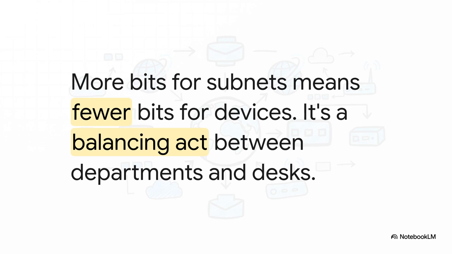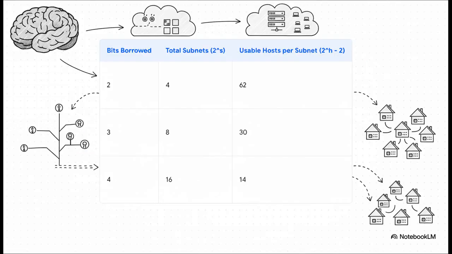It's a zero-sum game. Every bit you use to create more subnets is one less bit you have available to assign to actual devices. So you have to make a choice. Do you need a lot of different departments, or do you need a lot of desks inside each one? And this table here shows you that trade-off perfectly. Look at this. If you borrow just 2 bits, you can create 4 subnets, and each one can have 62 devices. Not bad. But if you borrow 4 bits, you get 16 different subnets, way more departments, but now each one can only handle 14 devices. It's a critical decision that a network administrator has to make based on what they actually need.